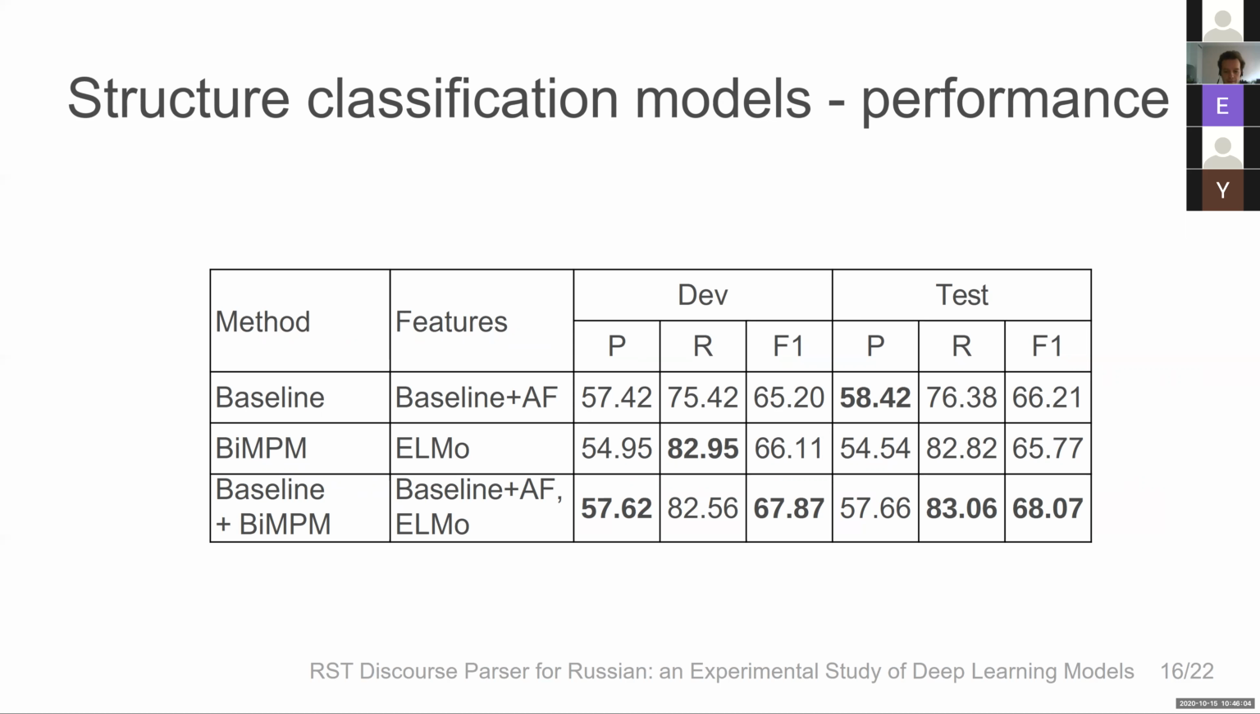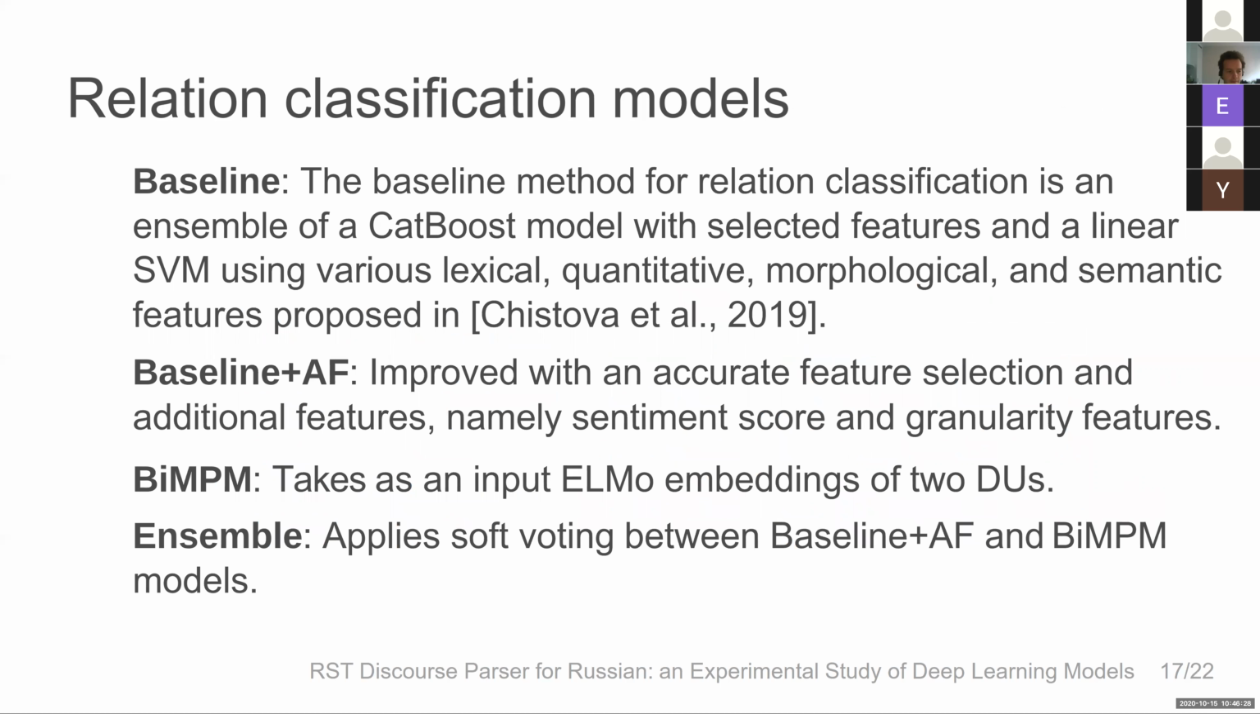We can see that the baseline feature-rich model outperforms the neural BMPM model on the test set, and the ensembling technique allows us to achieve the best result for the structure classification. The aim of relation classification is to predict the discourse relation or rhetorical relation with nuclearity type attached.